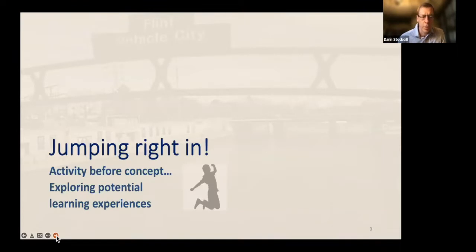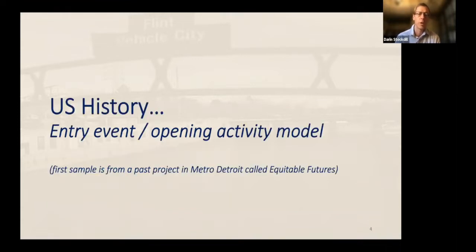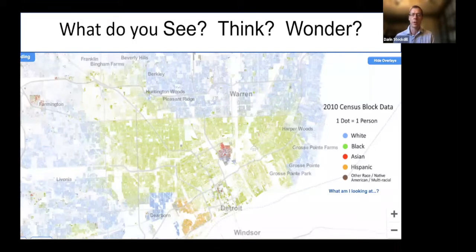So, activity before concept. If we want to think about how to integrate place-based education and disciplinary literacy and problem-based learning, let's think about what an opening activity model might look like. This first sample is from a project I did with Stacy Woodward, who one of you knows quite well, a consultant at Oakland Schools in Metro Detroit, called Equitable Futures. We started it off with this. So really quickly, just unmute, and what do you see?